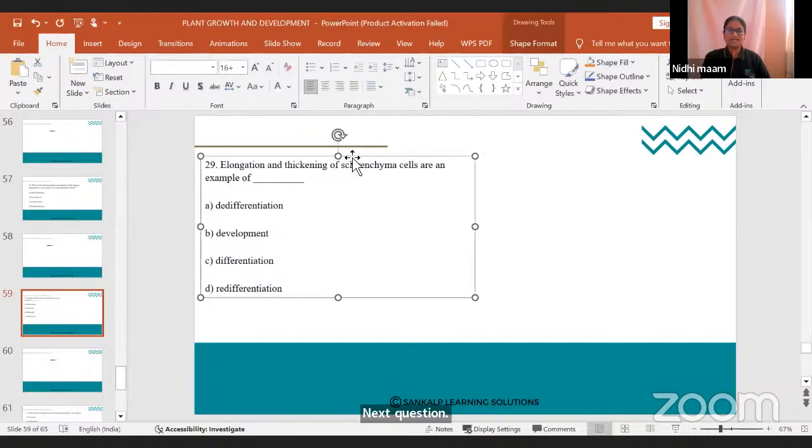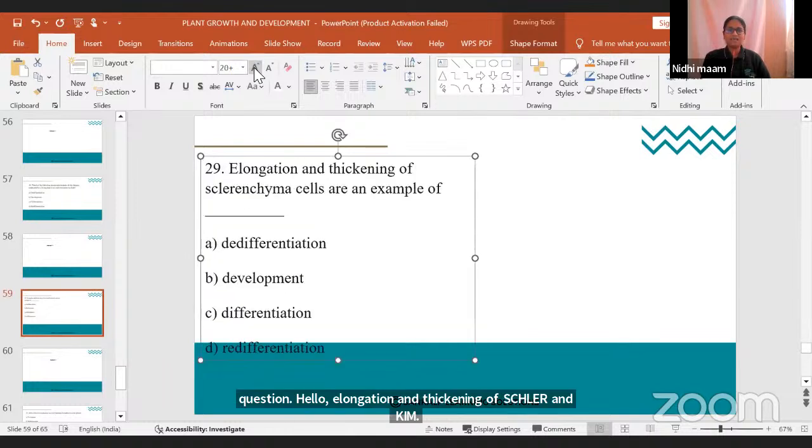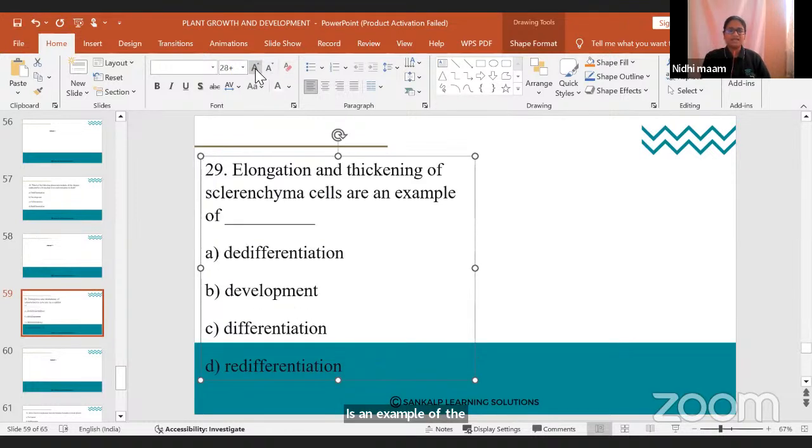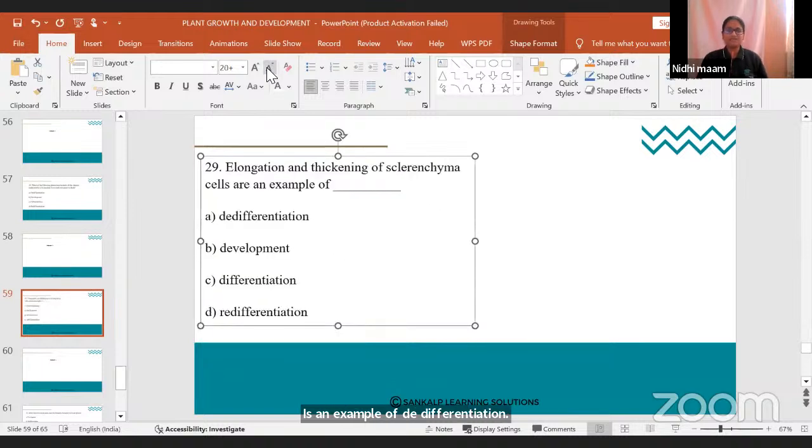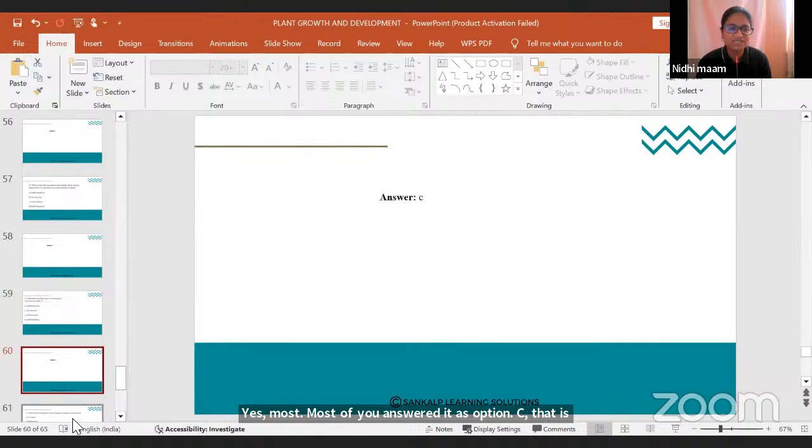Elongation and thickening of sclerenchyma cells is an example of de-differentiation, development, differentiation, re-differentiation. Most of you answered it as option C, that is differentiation. So option C, differentiation is the right answer.